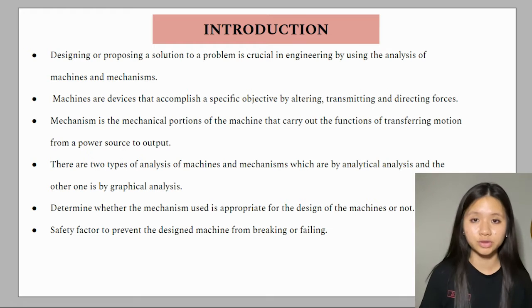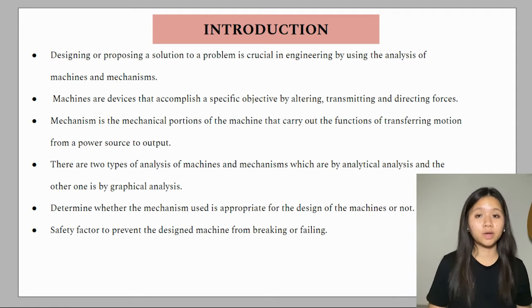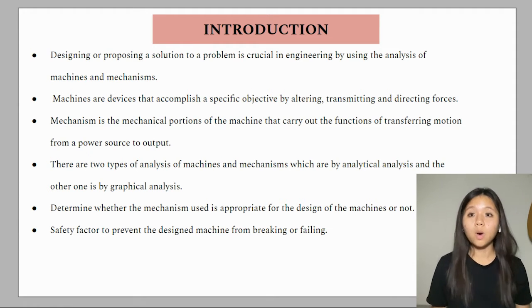Now, there are two types of analysis of machines and mechanisms. The first one is analytical analysis, and the second one is graphical analysis. Both of these analyses can be used to determine whether the mechanism is appropriate for the design, and can also be used as a safety factor to make sure the design doesn't break or fail.